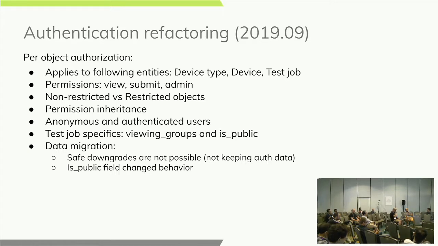The other thing that is relevant is that the public field in the test job has changed behavior a bit. Previously, public meant that the test job would be available for anyone to view. But right now, with the new system, the public field is used to forbid users from viewing the test job. If the job is public, then the authorization system will be applied. So that's another thing to keep in mind.